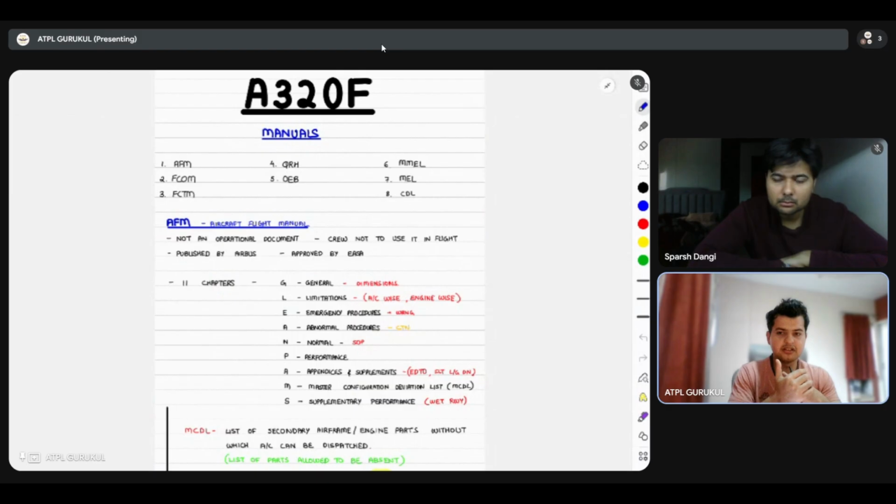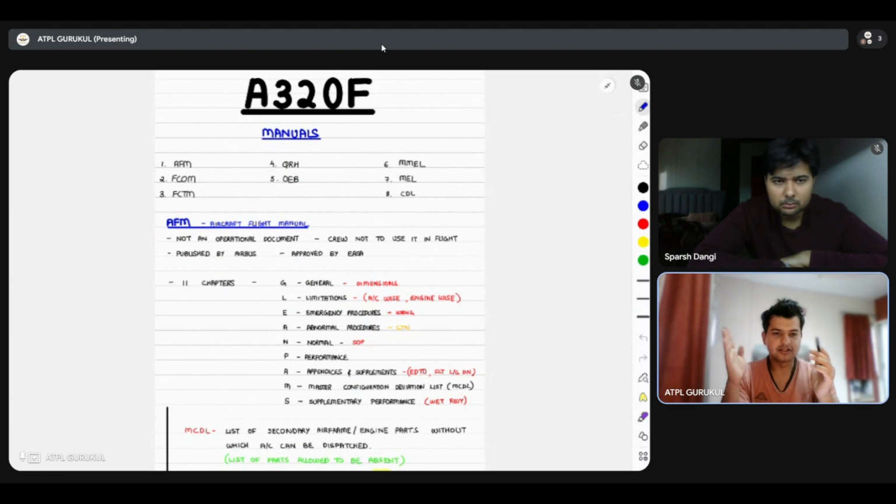How many manuals do we have? We have the AFM, the airplane flight manual, which is similar to your POH or your AFM in your smaller aircrafts. Based on the AFM, we have something known as the FCOM, which is made, and then we have something known as the FCTM, which is based on the FCOM.